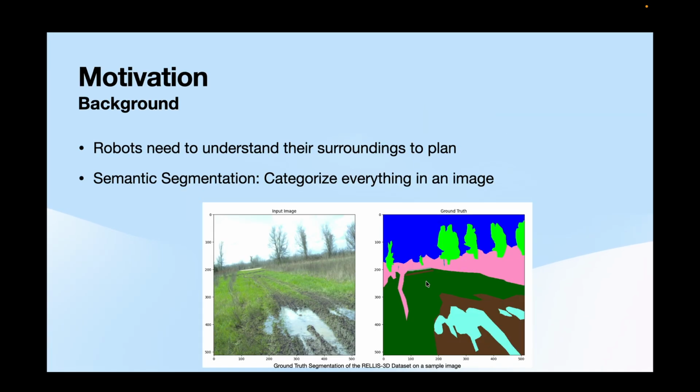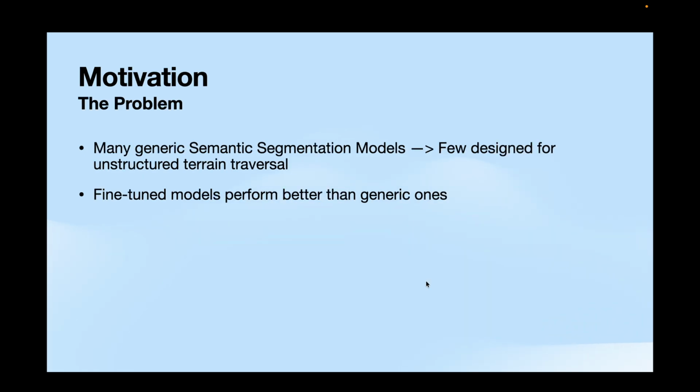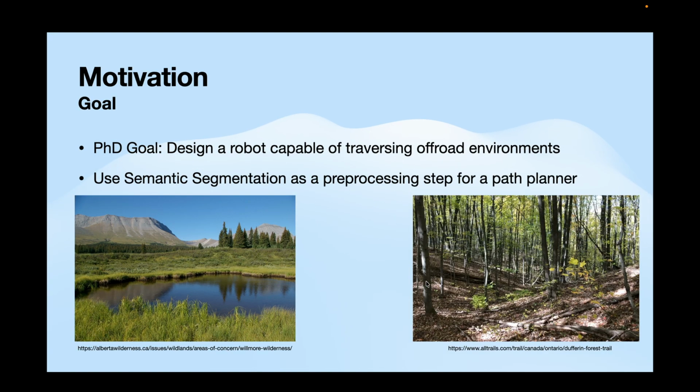So my motivation: a robot needs to understand its surroundings to plan, and semantic segmentation provides a great way of doing that. The main problem is that a lot of segmentation models that exist are not designed for unstructured terrain traversal, but are more generalists. Fine-tuned models perform better than generic ones, so I want to make my own fine-tuned one.